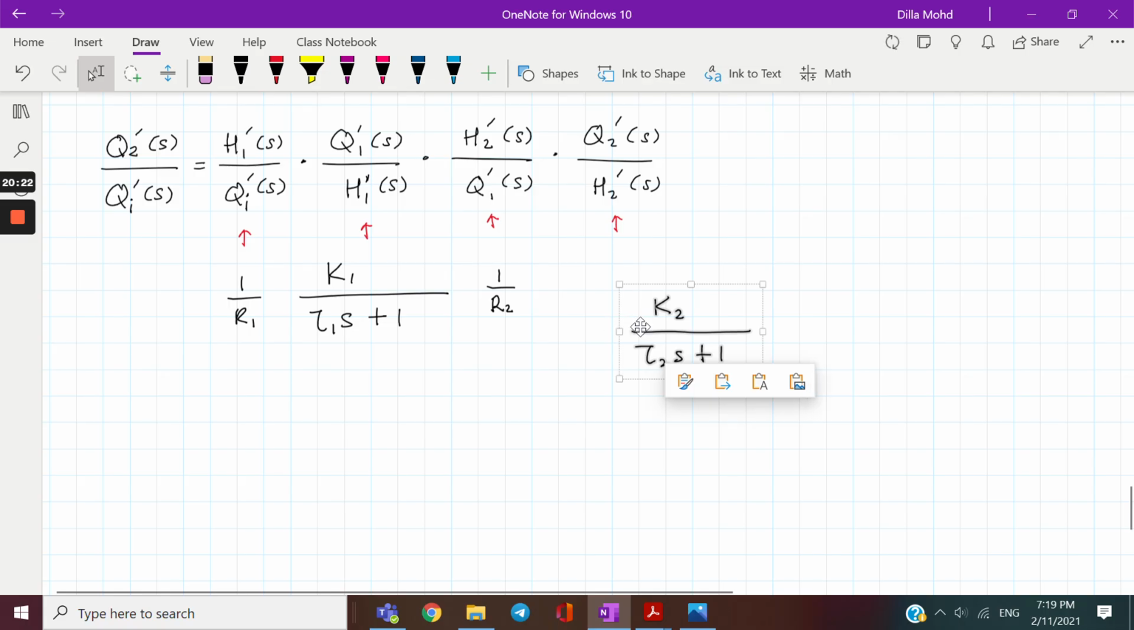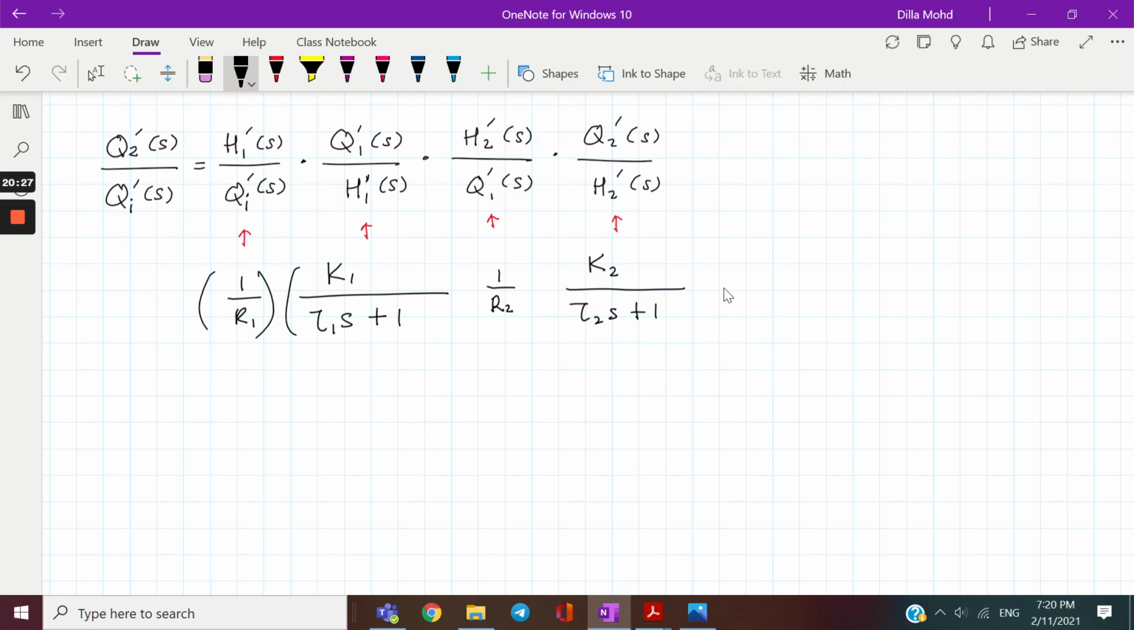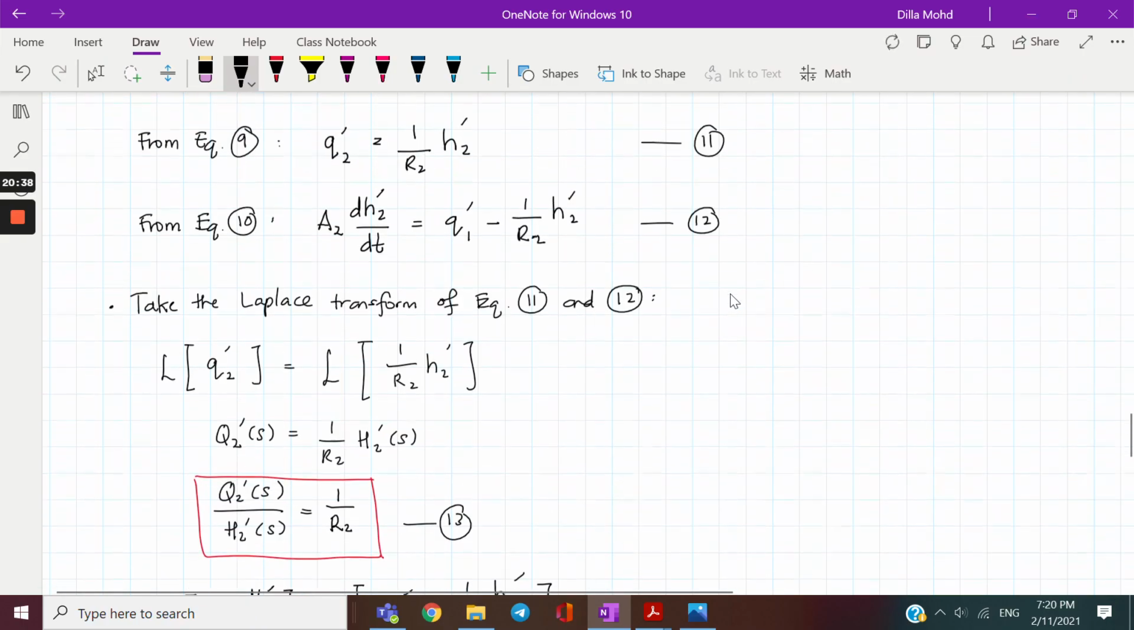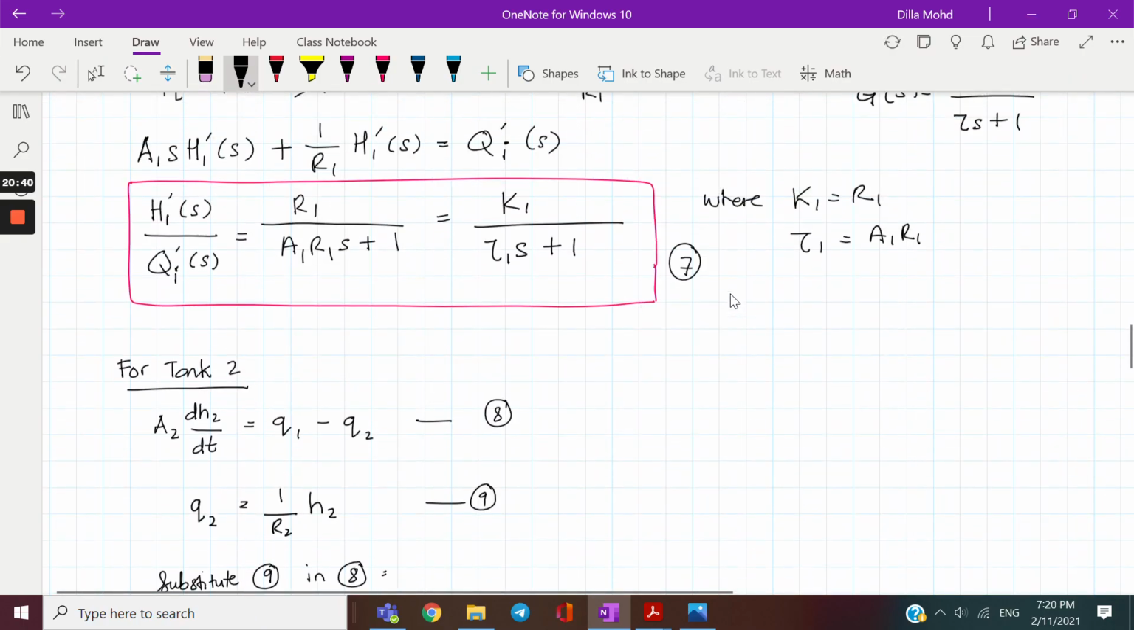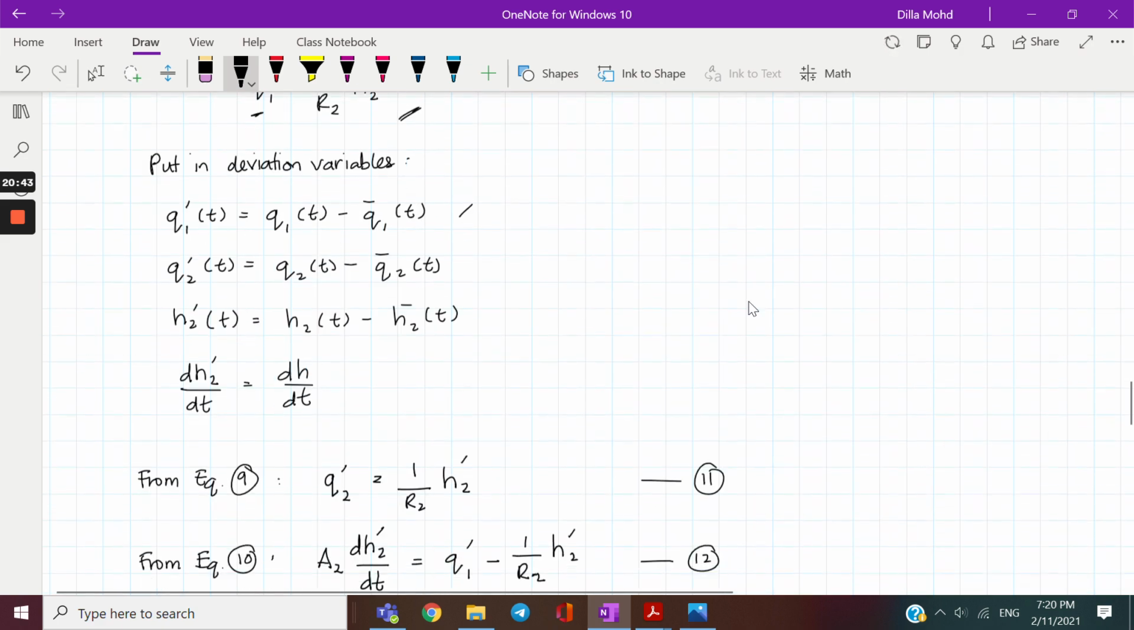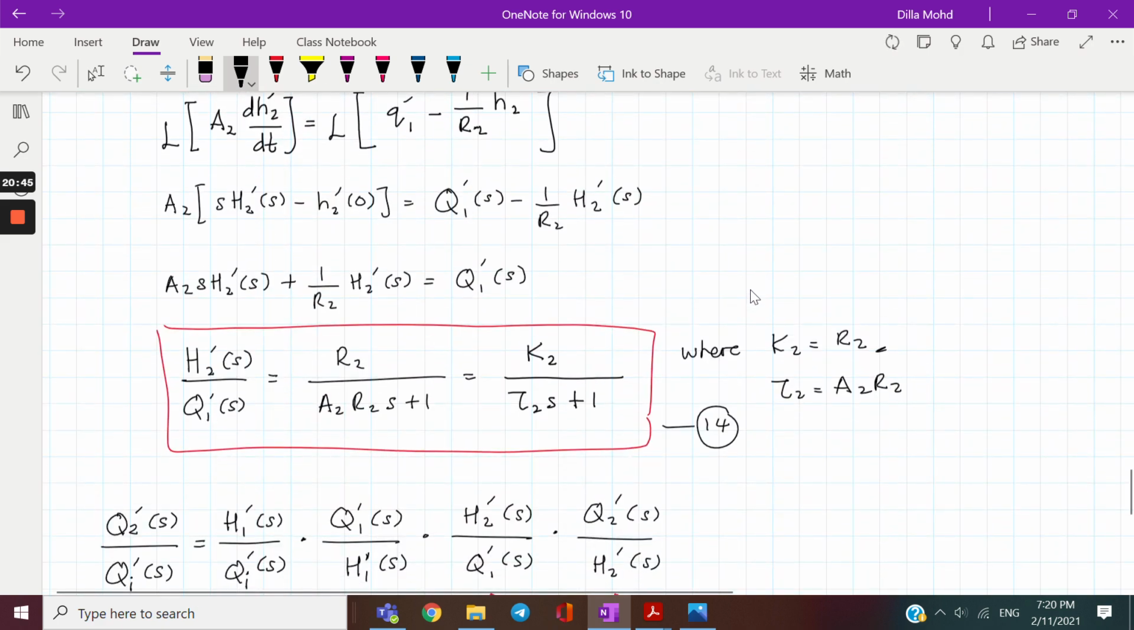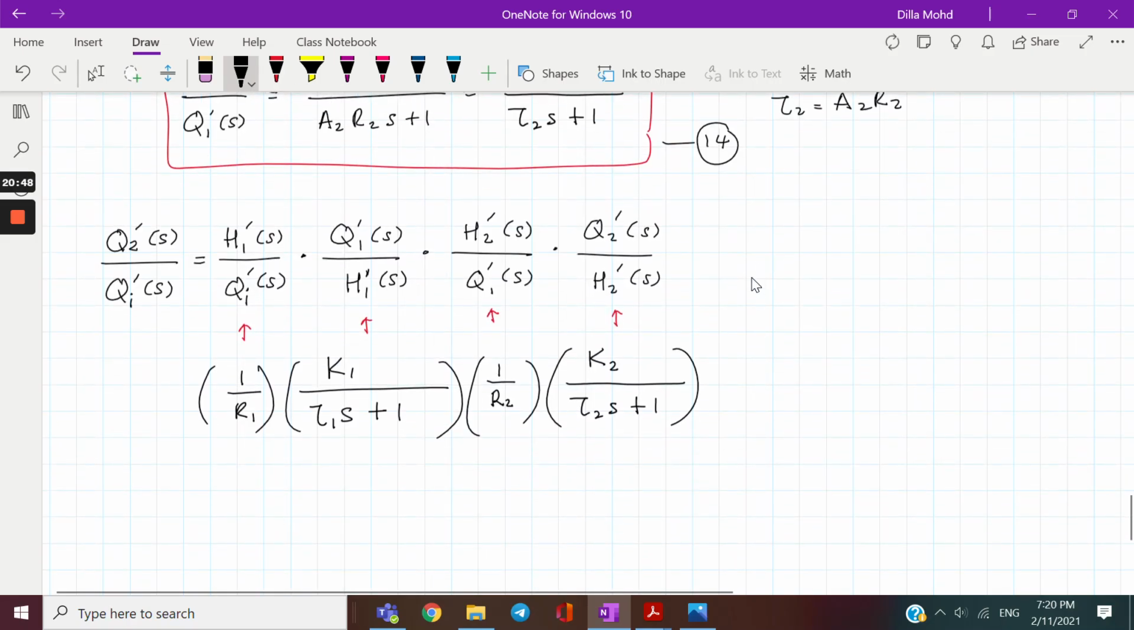Okay, all right. So what you need to do now is you need to multiply all of them. One thing you need to realize when you put your transfer function in terms of standard form, K1 is actually equal to R1. You have defined it earlier, right? K1 equals R1 and K2 equals R2. So you can actually put this R1 here. This is actually 1 over K1 and 1 over R2 is actually 1 over K2.